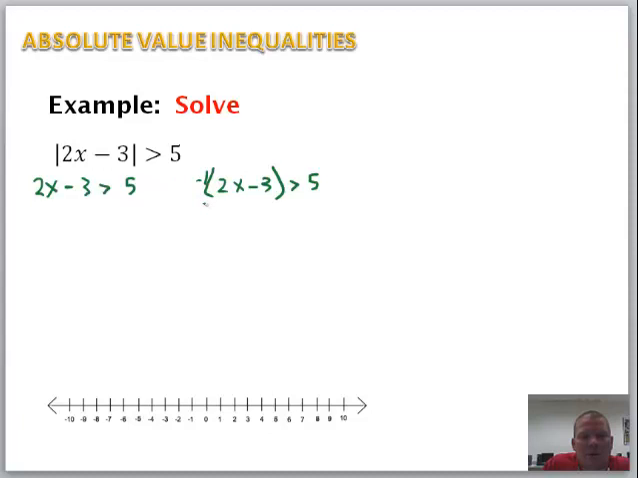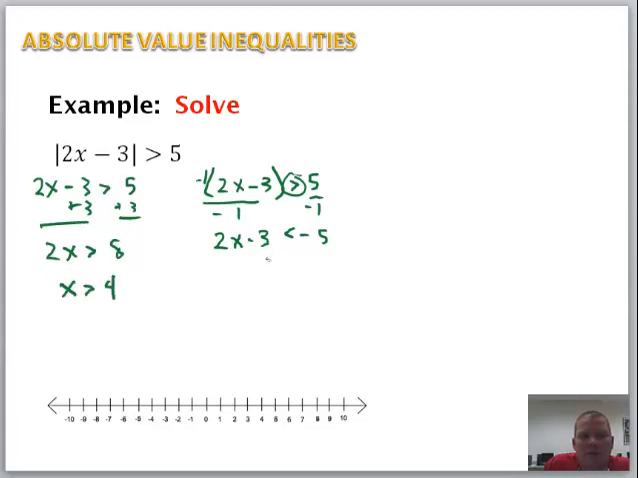And then remember, I'm going to divide both sides by negative 1, and I'm going to get 2x minus 3 is less than negative 5. I had to flip that inequality because I divided by a negative. Alright, now I'm going to add 3 to both sides, both inequalities. And get 2x is greater than 8. So x is greater than 4. I divided both sides by 2. Here I'm going to add 3 and get 2x is less than negative 2. When I divide by 2, I get x is less than negative 1.